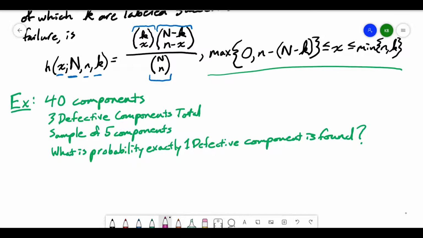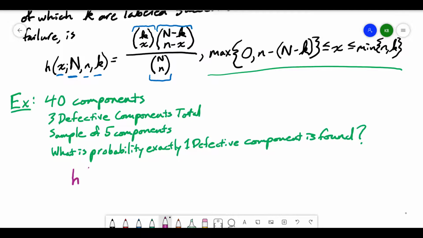So let's take a look at an example where I have 40 components in a lot, and say 3 of them are defective. Now, I'm going to have a process where I'm going to sample 5 components from that lot, and if I find one defective, I'm going to say the whole lot is bad. So I'm going to see it as a success to find a defective component. So I can use my hypergeometric distribution to find the probability of finding exactly one defective component.